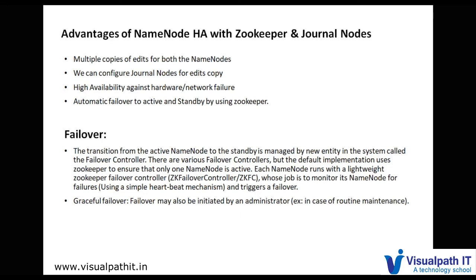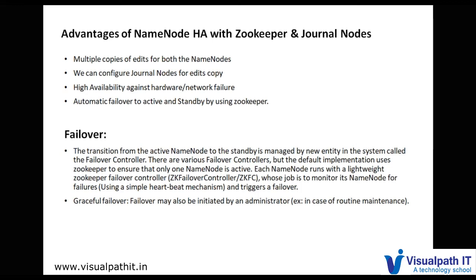So, the advantages of NameNode high availability with Zookeeper and journal nodes. The main one is multiple copies of edits for both the NameNodes, and we can configure journal nodes as an edits copy also. There is high availability against hardware and network failures, and automatic failover to the standby node using Zookeeper. So there is no need for manual work; everything is automatic. If the active goes down, the standby will come up.